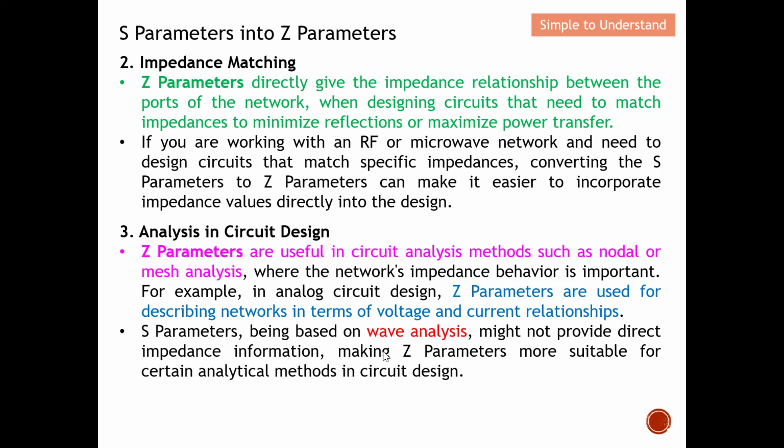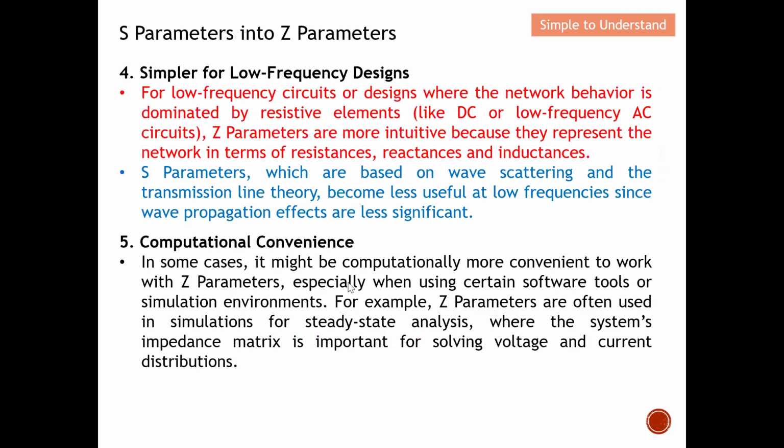So this is the third reason. Coming to the fourth reason: it is always simpler when we work at low frequency to work with Z parameters. For low frequency circuits or designs where the network behavior is dominated by resistive elements, like DC or low frequency, or maybe some AC circuits, the Z parameters are easier, because they represent the network in terms of resistance, reactance, and also inductance.